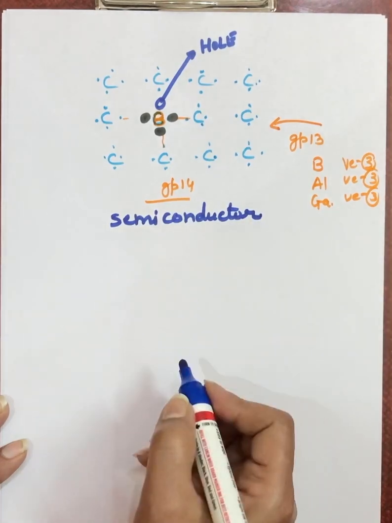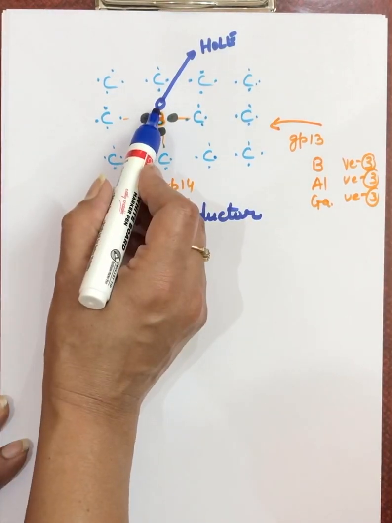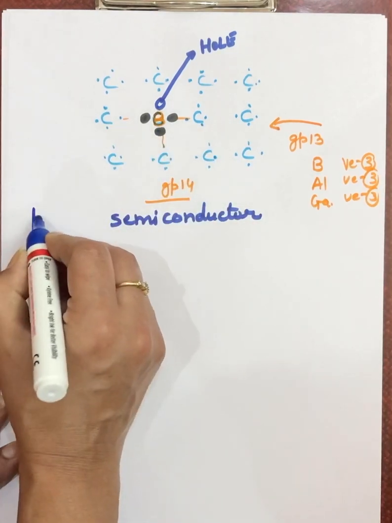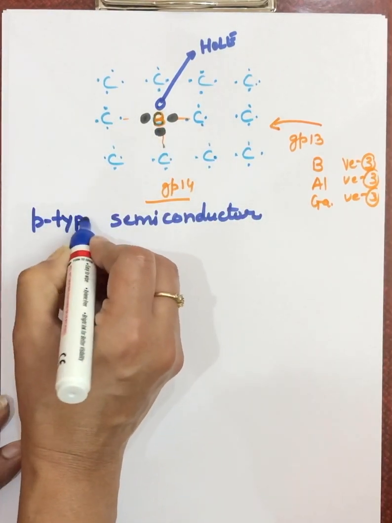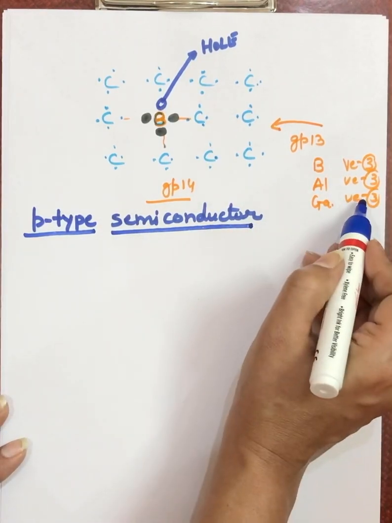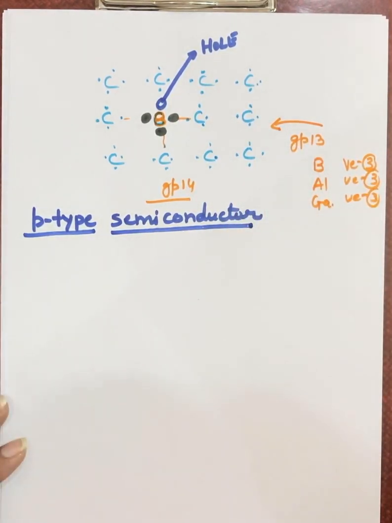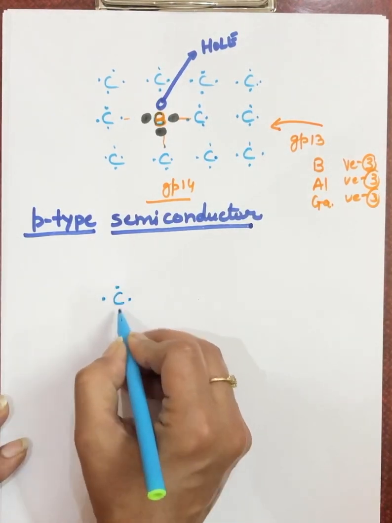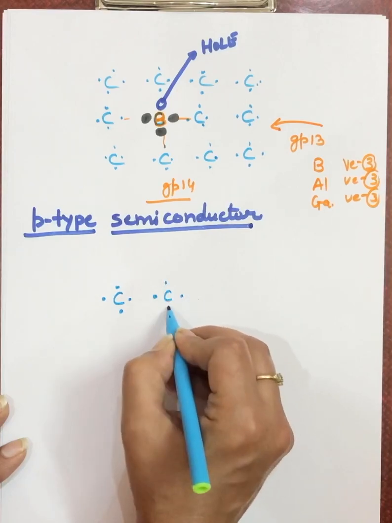But which kind of semiconductor is this? Holes are created, and holes behave like positive charges. So we'll say that a P-type semiconductor is formed. So remember, P-type is formed by introducing an impurity of a group 13 element. Now next one is N-type semiconductors, how they will form.